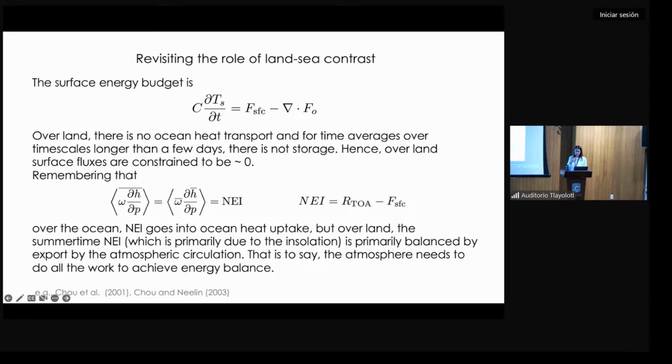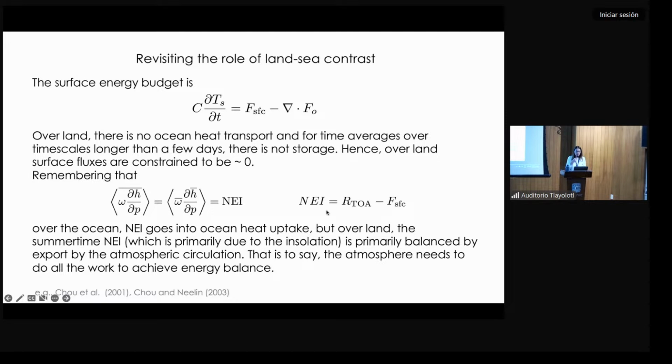Over land, this cannot come from the surface. None of that net energy input, for instance, associated with changes in the solar insolation, can go into energy that is uptaken by the land surface. So it's the atmospheric circulation that needs to do all of the work of transporting that energy away from maxima of net energy input.